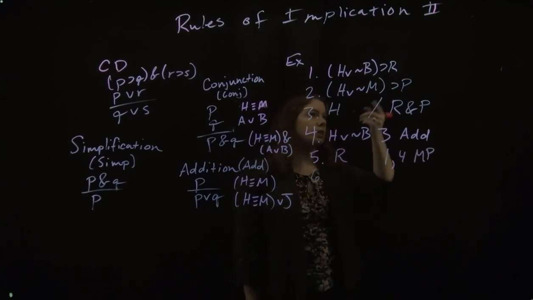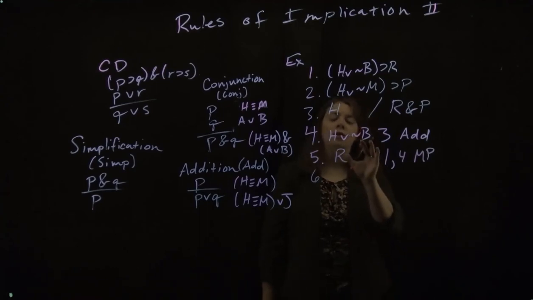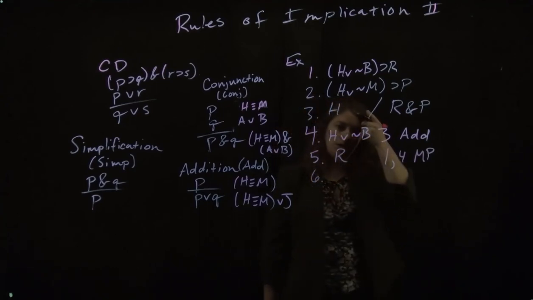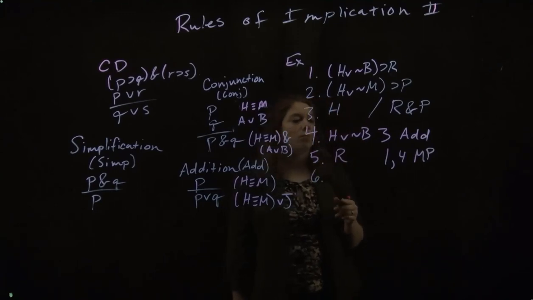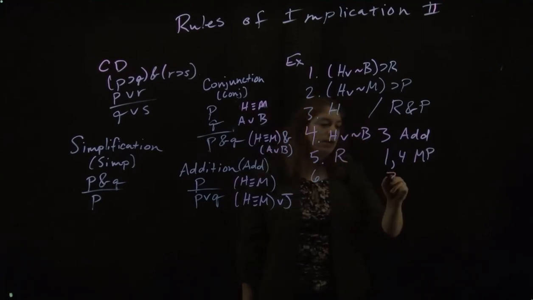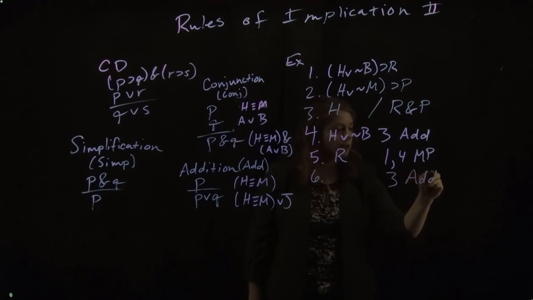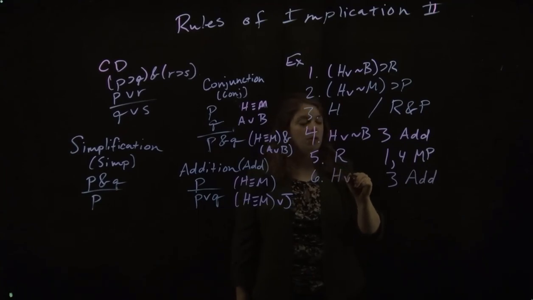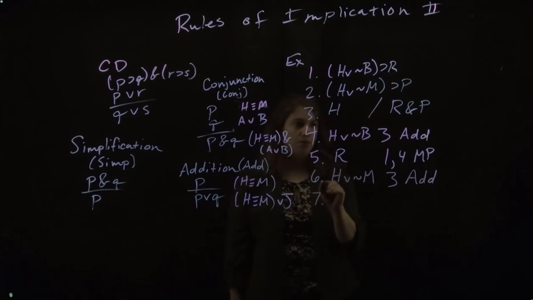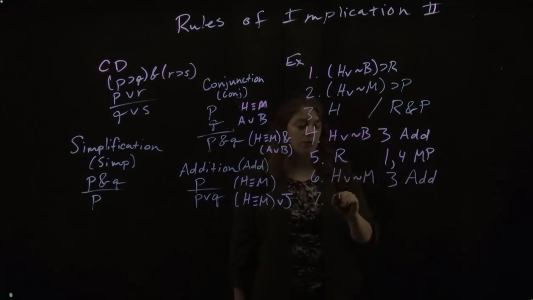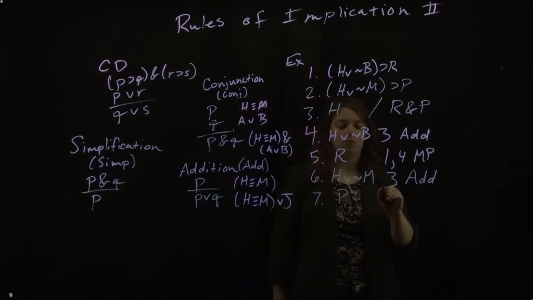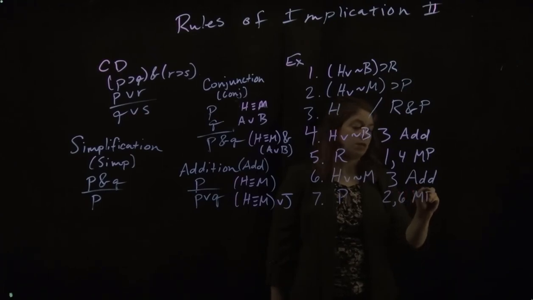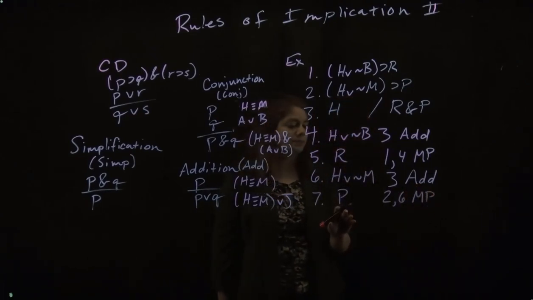Now let's try to get the P out. Again, we are going to reuse a line here. We go back to line 3 and use the rule of addition. This time we add in our not M, so H or not M. Then, using the rule of modus ponens, we derive P. From lines 2 and 6, using modus ponens, we've got the P by itself.